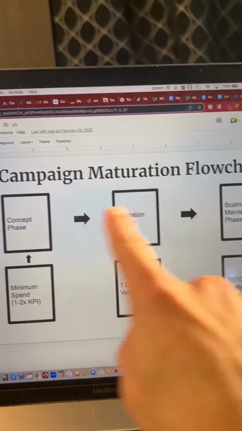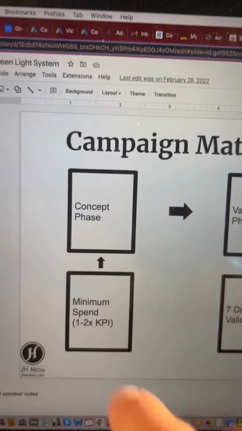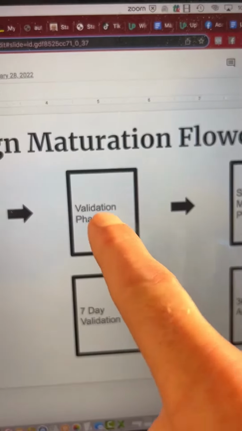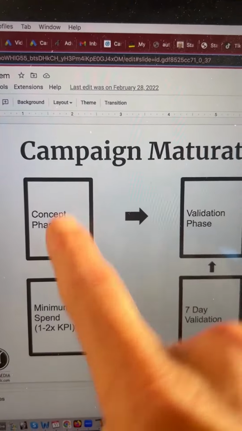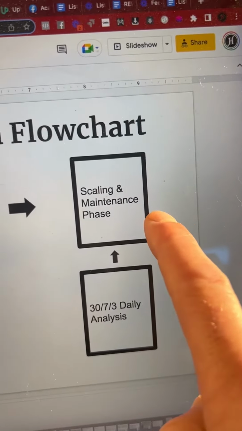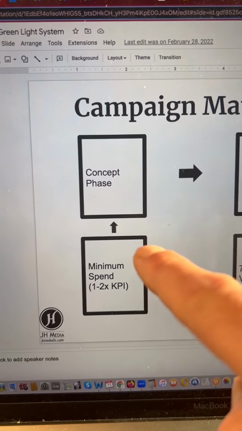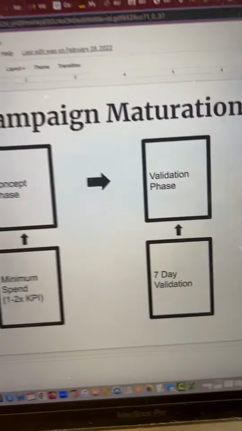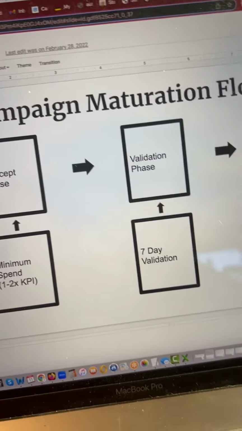Now, the first thing you need to understand is that there's a campaign maturation system here. There's different phases. The first phase of any campaign, when you're starting it from scratch, is a concept phase. Then we move it to a validation phase in order to make sure that we can maintain the results that we get that are within our KPIs for a certain period of time before we then ascend that to a scaling and maintenance phase. Now, in each of these different phases, we're going to have a different set of indicators and checkpoints that we use in order to analyze the results and be able to determine if we leave something on or off or we scale it.